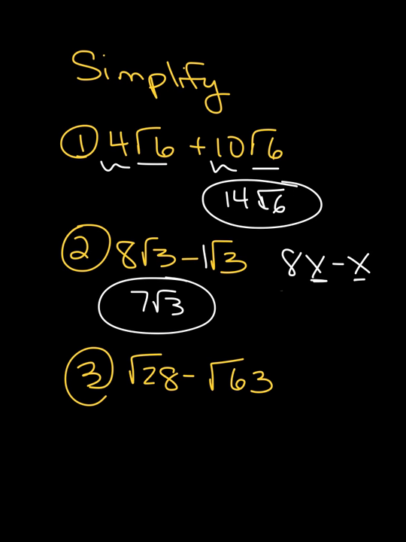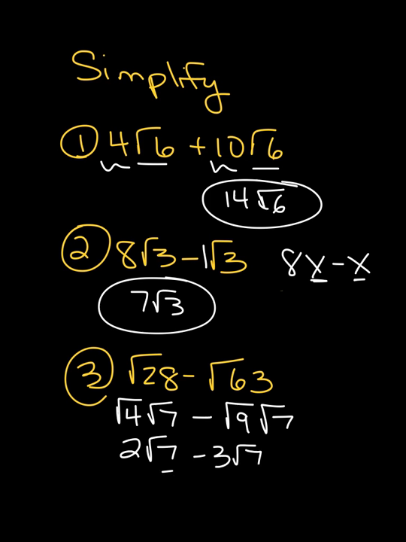Now, number 3, I have root 28 minus root 63. Neither of these are in simplest form. They both have perfect squares that go into them, so we need to do that step first. So 28, the highest perfect square is 4, so I get 4 root 7 minus, and root 63, the highest perfect square is 9, so we have 9 root 7. So this simplifies to 2 root 7 minus 3 root 7.